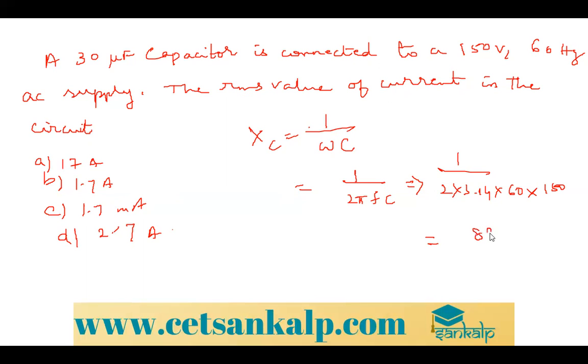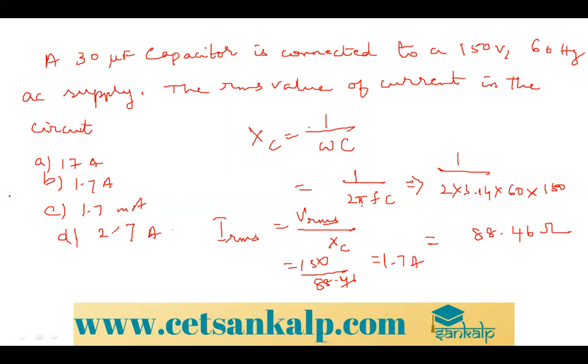If you solve this, you'll get 88.46 ohm. But now what I need is the current. So IRMS is equal to VRMS divided by XC. It is 150 divided by 88.46. So if you further simplify, you get 1.7 ampere. So option C.